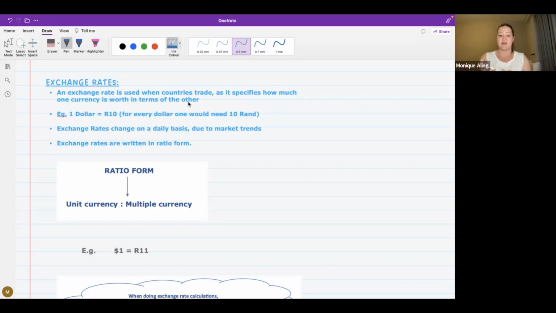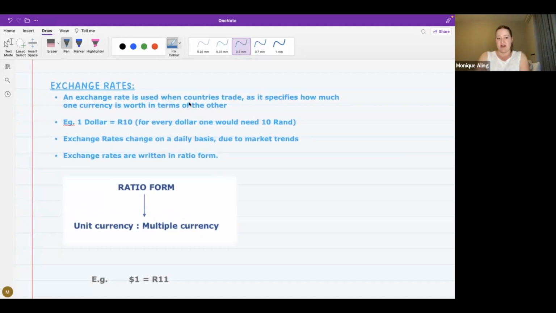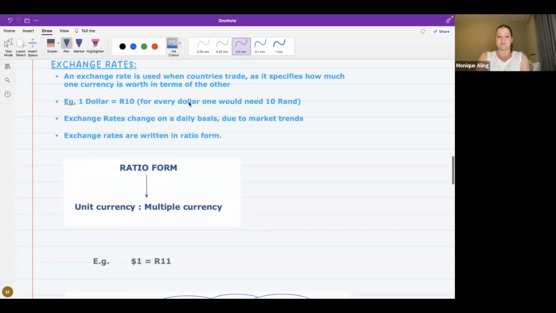You get given them. And as we know with exchange rates, you're either going to be timesing by the exchange rate or dividing by the exchange rate. But that's the difficult part. Understanding when do you times by the exchange rate, when do you divide? Okay, so I'm going to teach you one way of figuring that out. So exchange rates are written in ratio form.